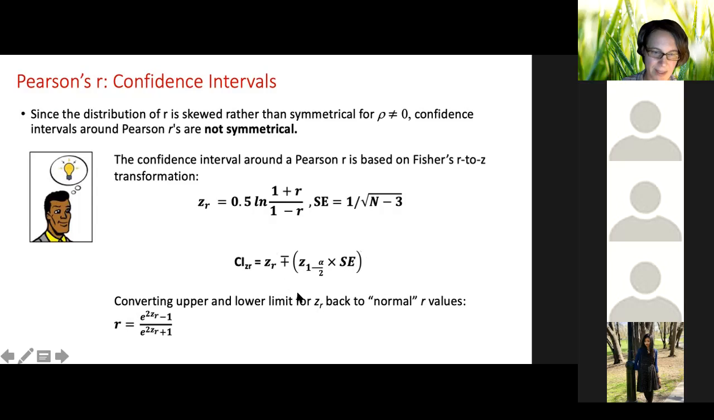And this is a little bit odd, right? Because we don't know how to interpret them. So what do they mean? These z values are not really a correlation, right? They're transformed correlations. Well, that's not good. So what we need to do is convert the upper and lower limits, the boundaries of our confidence interval, back to normal R values, so back to normal correlation values, and we can do that using this formula. We're just reversing what we did, so basically just reversing the transformation.